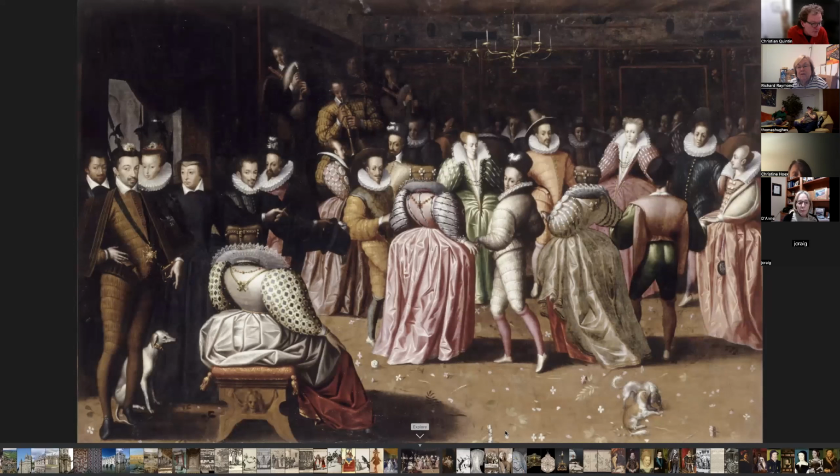This is a ball at the court of Henry III. It's also at the Louvre, not a great painting either, but it tells you a lot about the way people lived and the way people dressed during the French Renaissance.